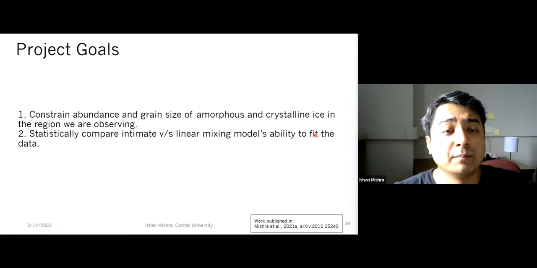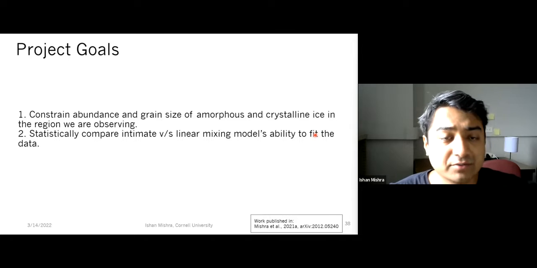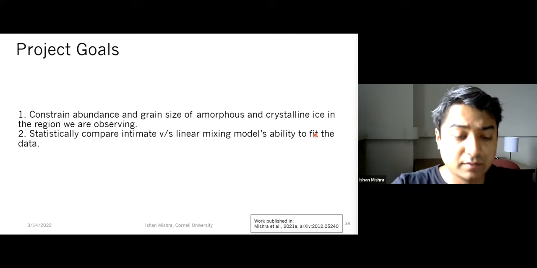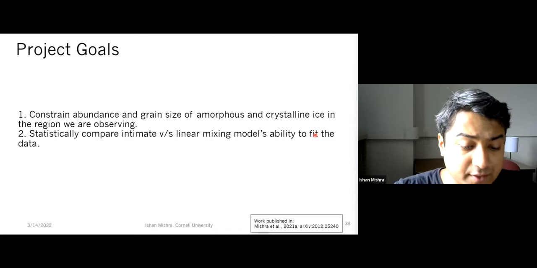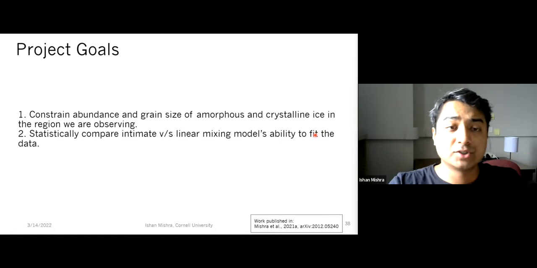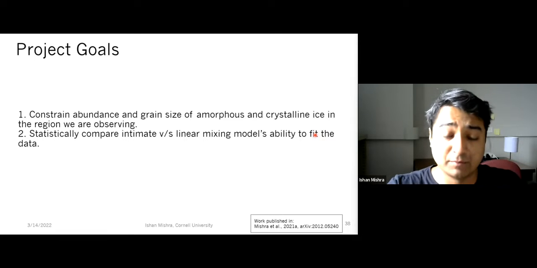And we also wanted to compare the intimate versus linear mixing models' ability to fit the data. So what are these two models? So in reflectance spectroscopy of a surface, you can treat the contributions of different components that might be present on the surface, by which I mean different species, in two ways.